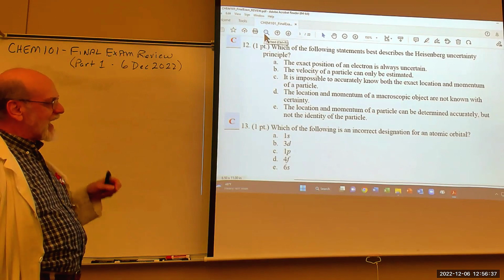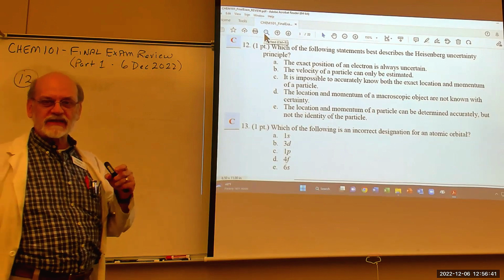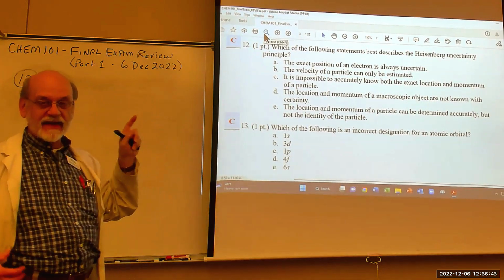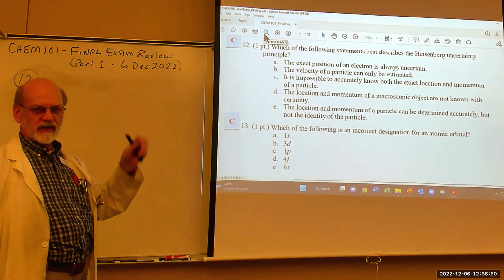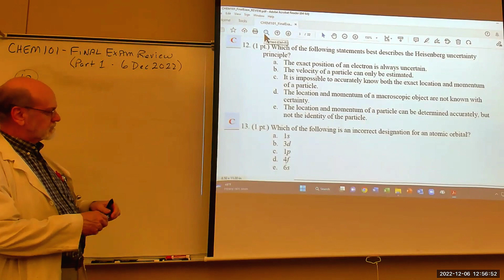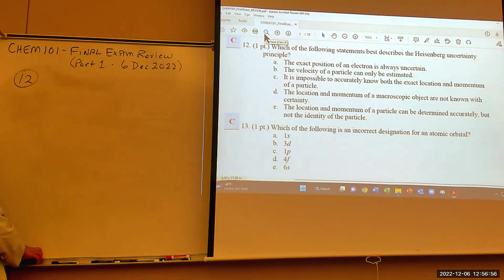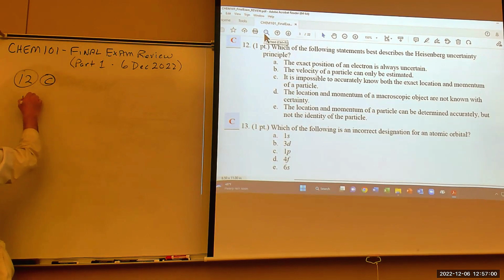C, it's impossible to accurately know both the exact location and the momentum of a particle. That's the winner, C. That is Heisenberg's uncertainty principle in words. There's a formula that goes along with it, but I'm not going to bore you with that again. We got that during the lecture. Okay, so this one's C. About 13.